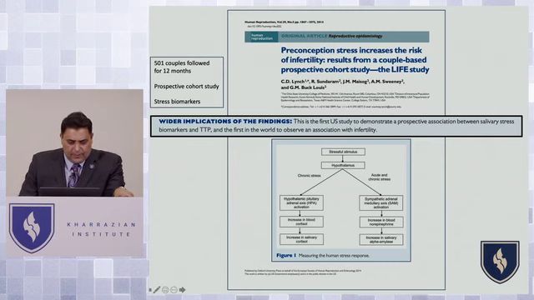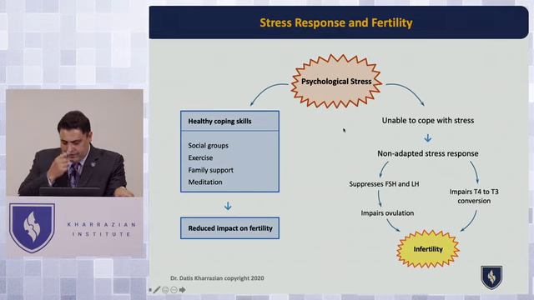Now, there's a paper that was also done with 501 couples followed for 12 months. There was a prospective cohort study that looked at stress biomarkers, and they found that preconception stress increases the risk of infertility. They implicated in their findings that this was the first U.S. study to demonstrate a prospective association between salivary stress biomarkers and TDPP and association with infertility. So they found that chronic stress preconceptually had a dramatic impact on their outcomes.